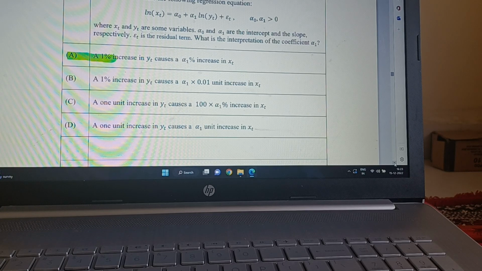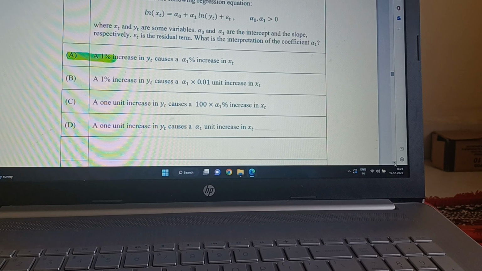So the question is, where x and y are some variables, alpha 0 and alpha 1 are the intercept and the slope respectively, and epsilon t is the residual term, what is the interpretation of coefficient alpha 1?